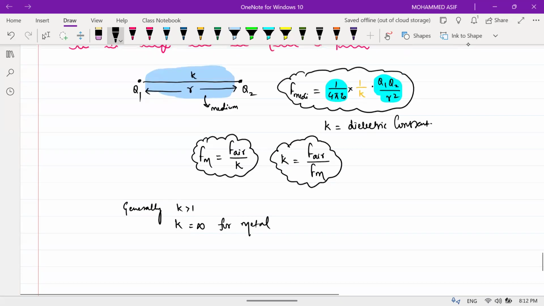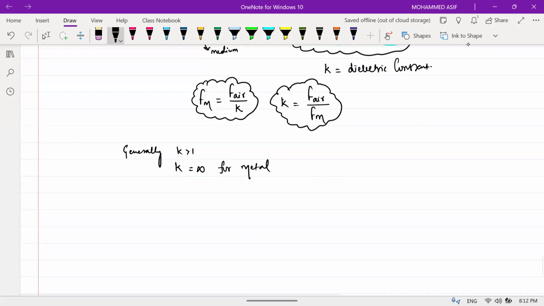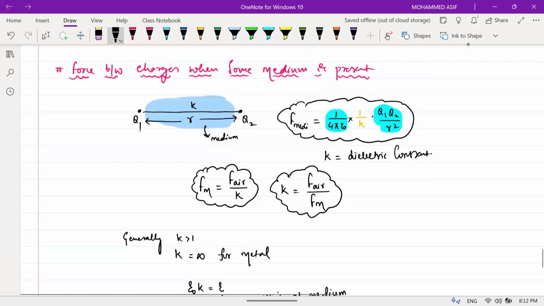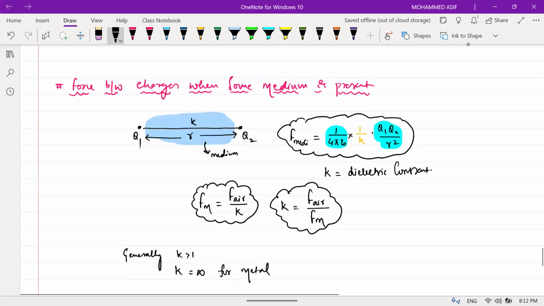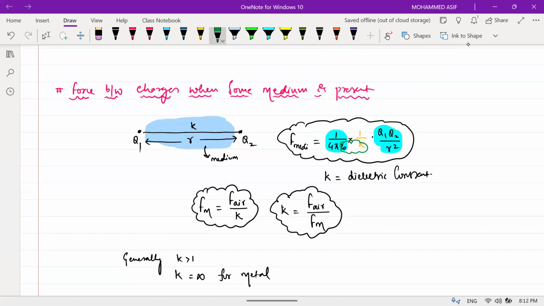Now see here, in the force in medium law, epsilon naught into dielectric constant is also written as epsilon. Epsilon is known as what for me? Permittivity of medium. Permittivity of medium. In this formula, epsilon naught into K can also be written as epsilon.